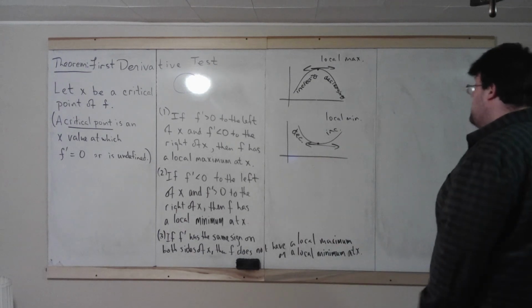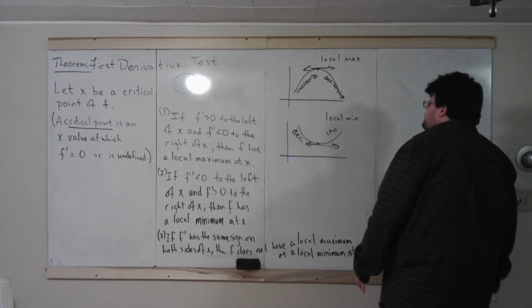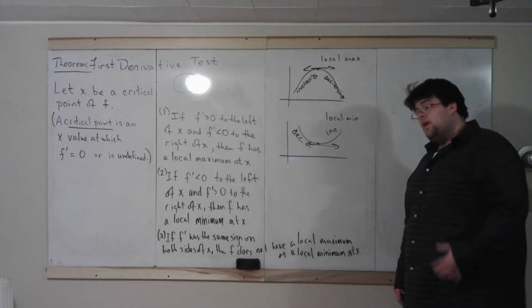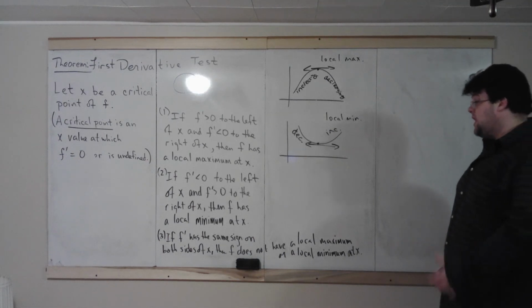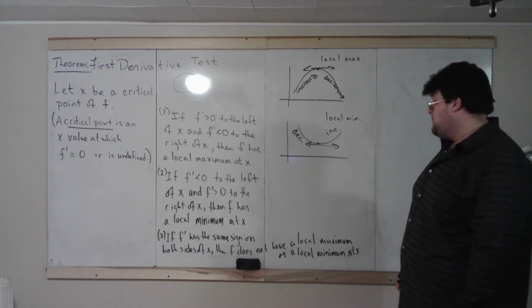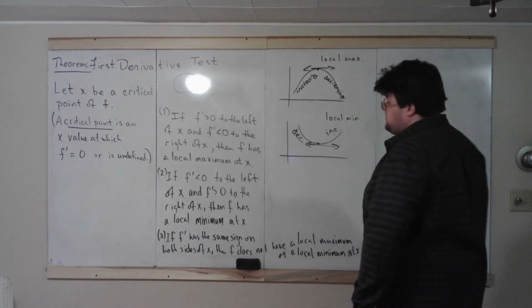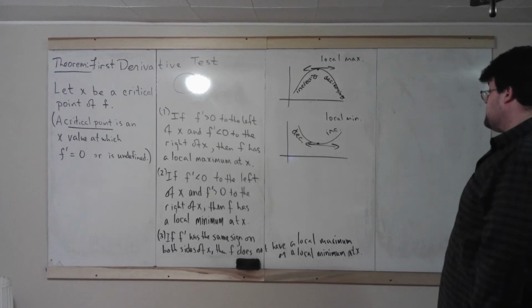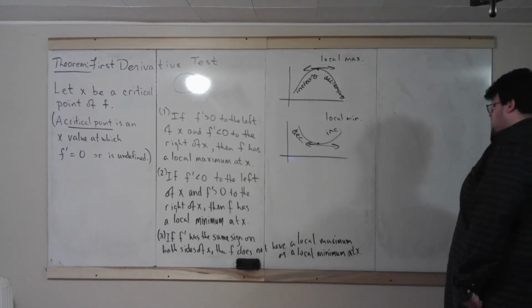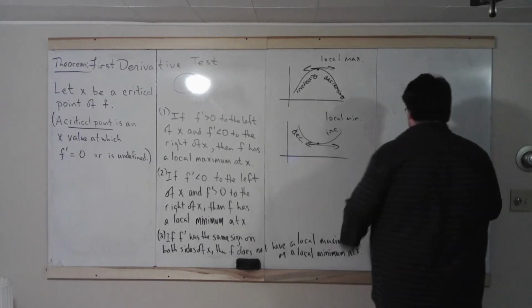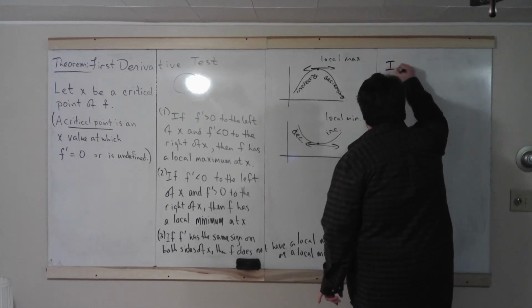Now part 3, right here. These first 2 parts describe what happens when the first derivative changes sign. But what happens if the first derivative doesn't change sign? That can happen. What kind of interpretation can we make? If f prime has the same sign on both sides of x, then f does not have a local maximum or a local minimum at x. What does that look like?